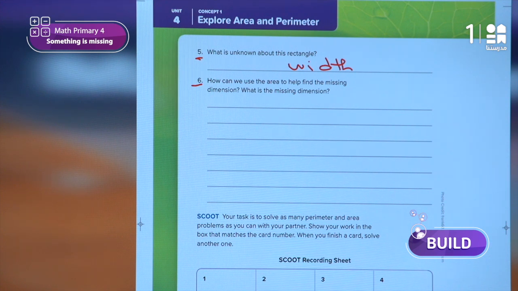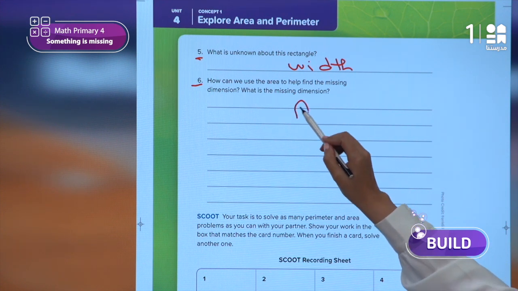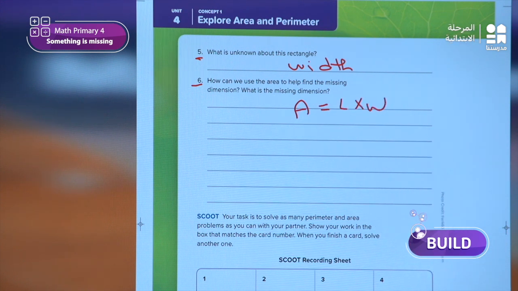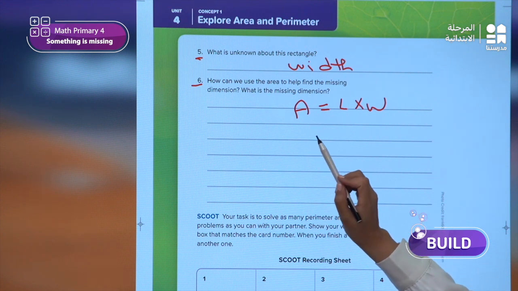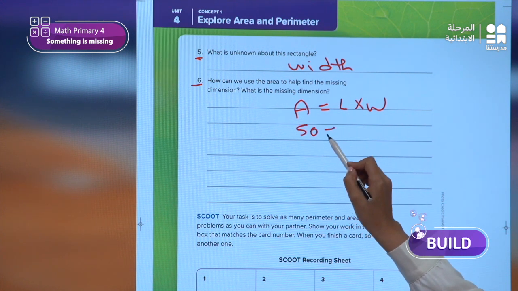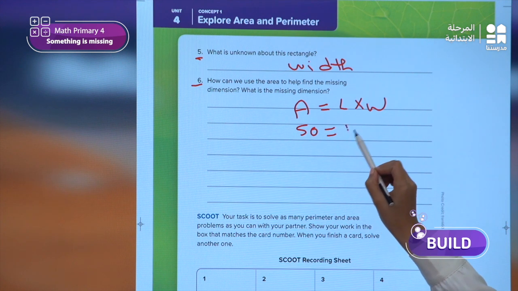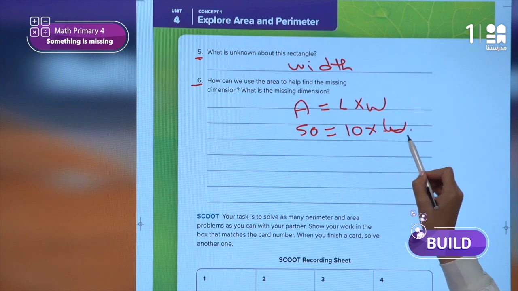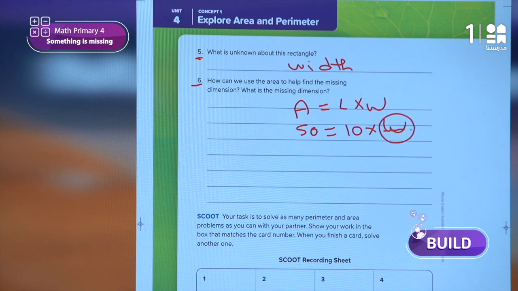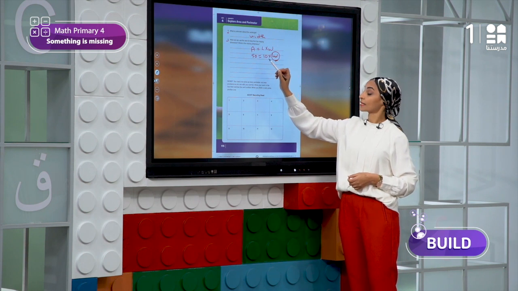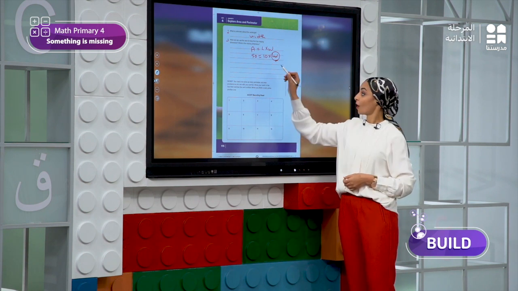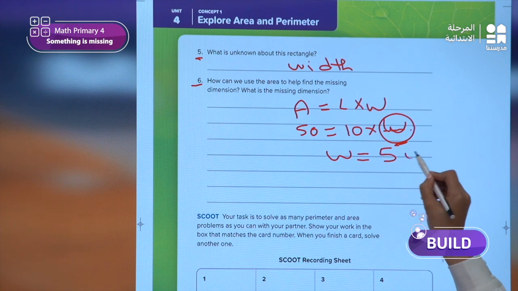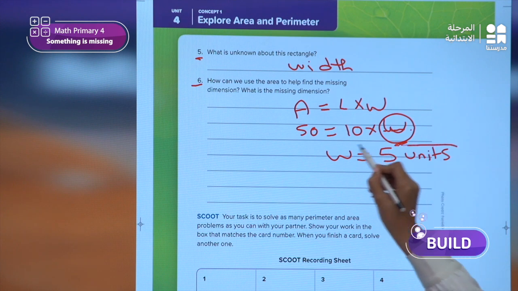What will I do? I will use my rule of the area, which was area equals length times width. He gave me the area and he gave me the length. I will write area equals 50, and the length was how much? Yes, 10. So 50 equals 10 times what, or times the width. To find the width, what will I do? Yes, ask yourself: what times 10 gives me 50? Yes, 5 times 10 gives me 50, so the width is 5 units. And this is my answer.